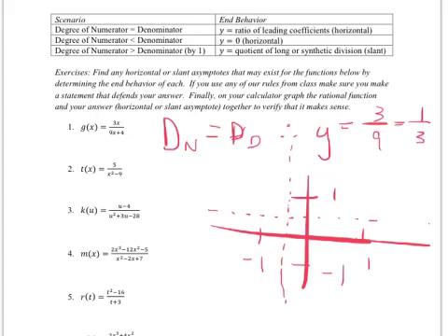The vertical asymptote was from yesterday, guys. This is the vertical asymptote. When you set the denominator equal to 0, you're going to get -4/9. When you set your denominator equal to 0, you're going to get -4/9. That's this vertical asymptote here.